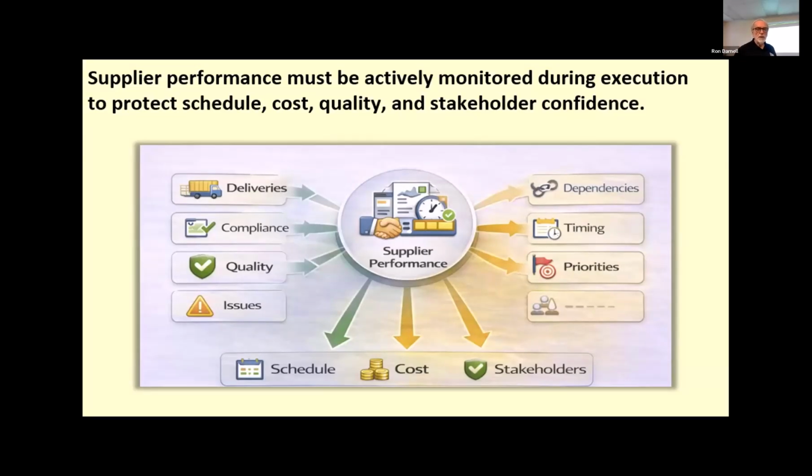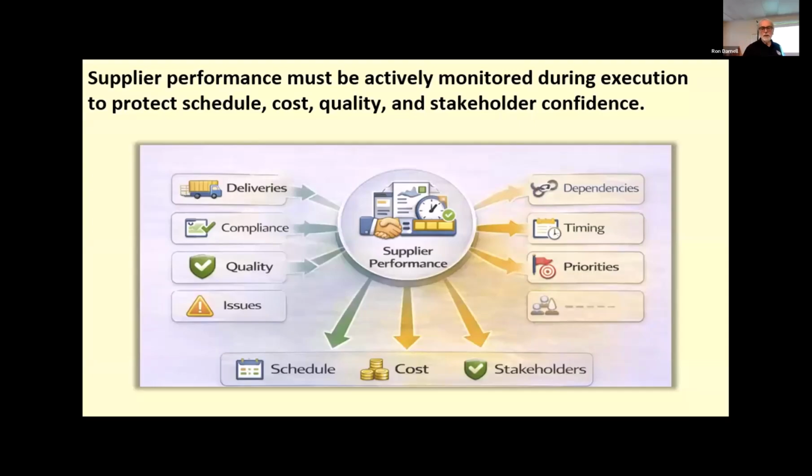So once the contract is in place, the project's attention shifts from selection to performance. And at this stage, the key question is no longer whether the project suppliers look strong on paper, but whether suppliers are actually delivering as required during execution. This is why supplier performance engagement is an important part of the project work. It also connects to the broader project performance.